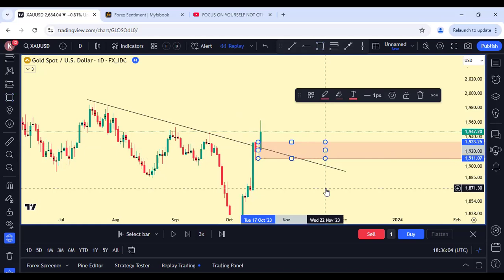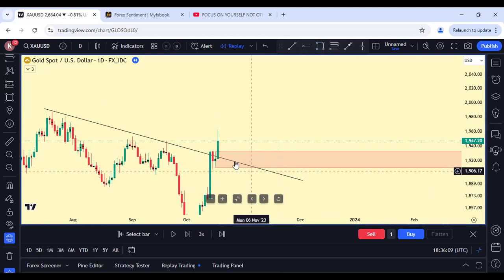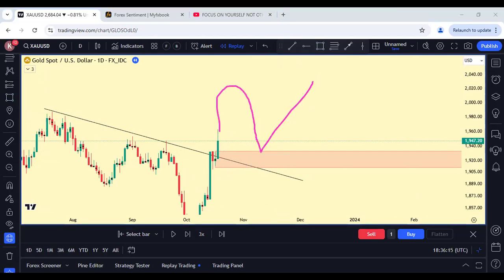We have a demand zone. This demand zone is expected to be used for price to continue its move to the upside. So let's play and see what happens.